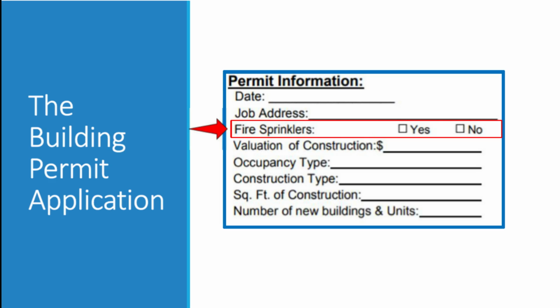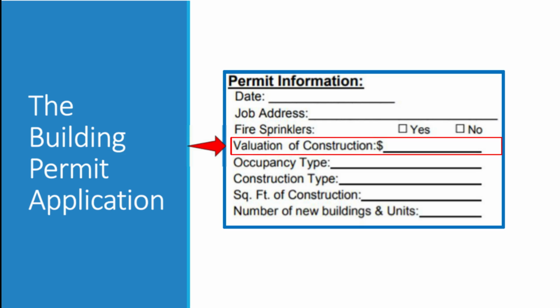On this line, you would indicate if the building where the work is proposed has existing fire sprinklers installed, or if the building you are proposing will have fire sprinklers installed. This information helps the building department and/or fire department better guide you through the process and provide you with your project-specific requirements.